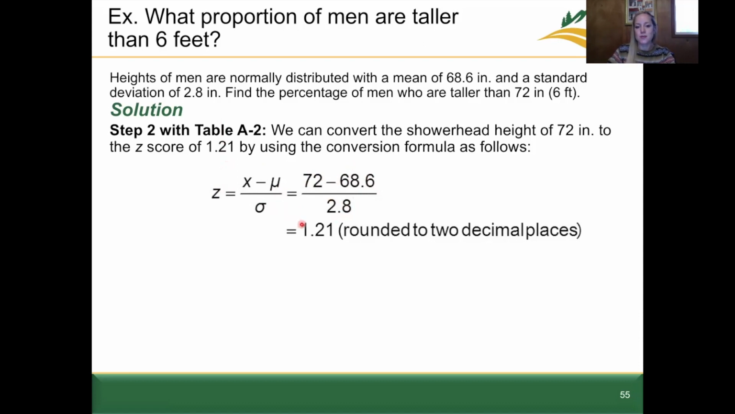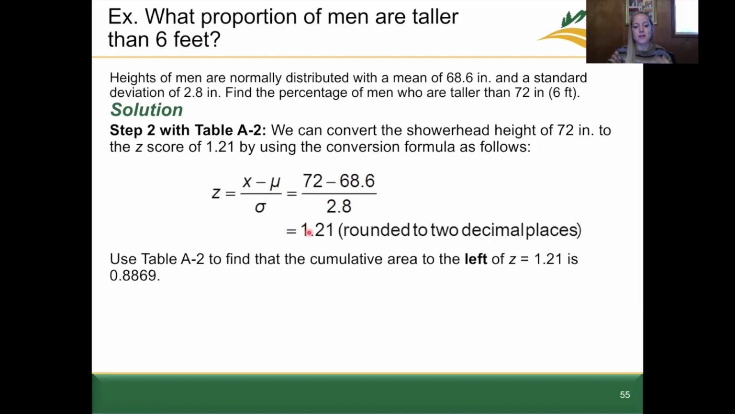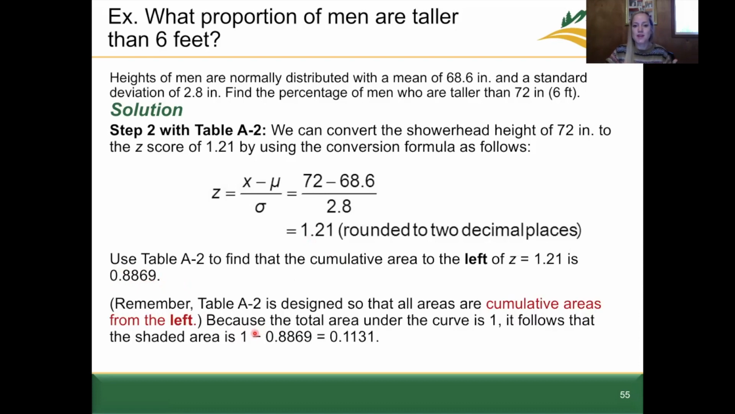a Z-score of 1.21. Now that we have a true Z-score and not an X value, we can use table A2, look at the first left-hand column, look at the top row for our hundredths place, and find the area in that table, which we get 0.8869. Again, as with Excel, this reported area, this reported probability, is our cumulative area from the left. So we need to go through the same reasoning we did using Excel. As we did previously, we're going to take 1 minus 0.8869. We get an answer here of a probability value of 0.1131.